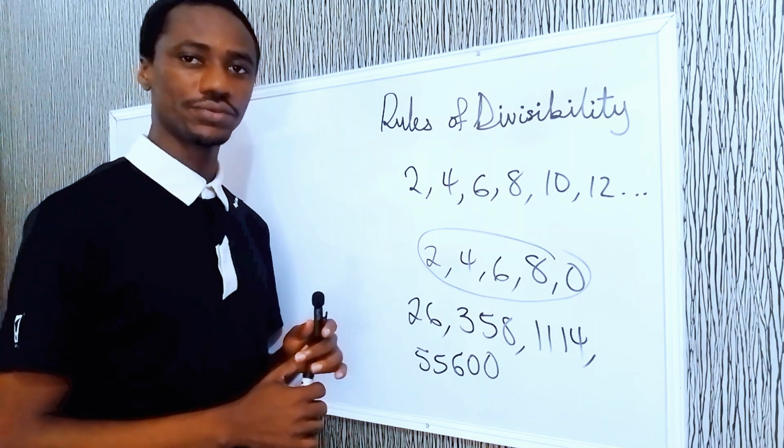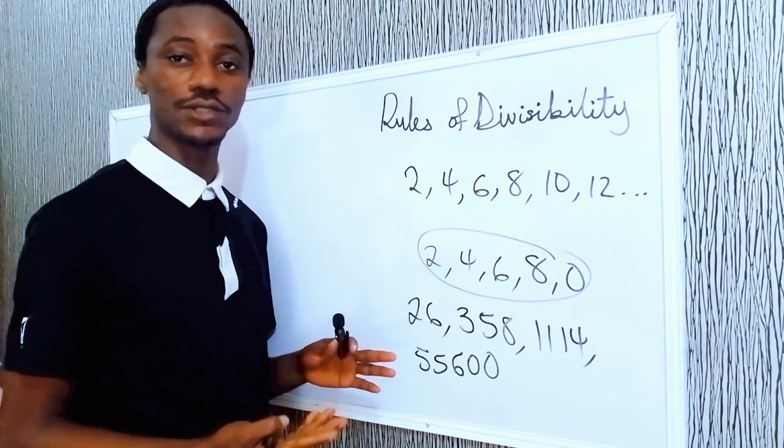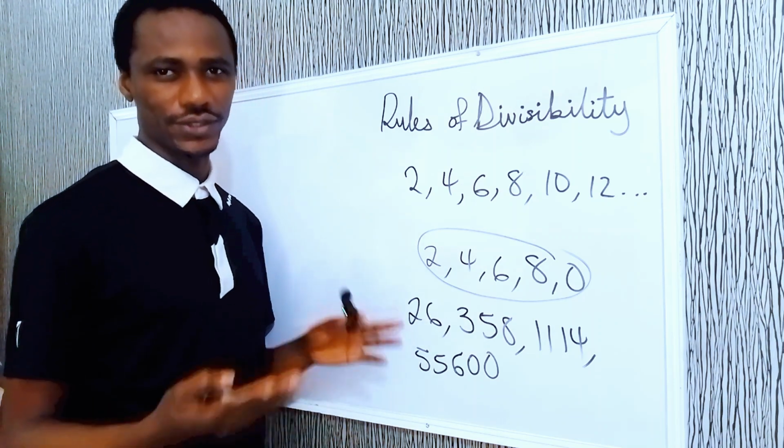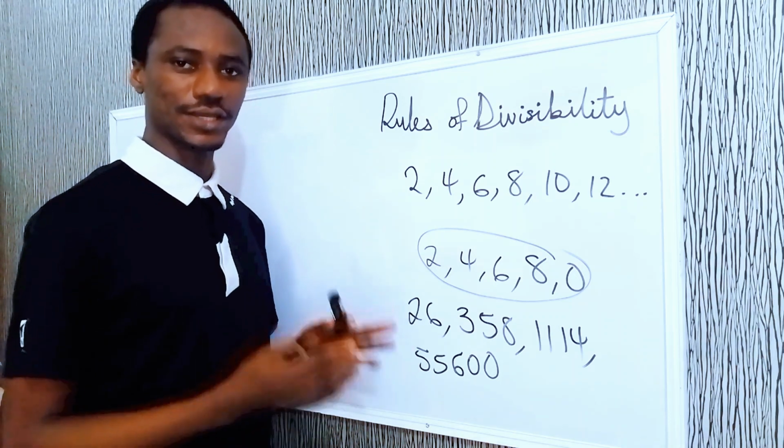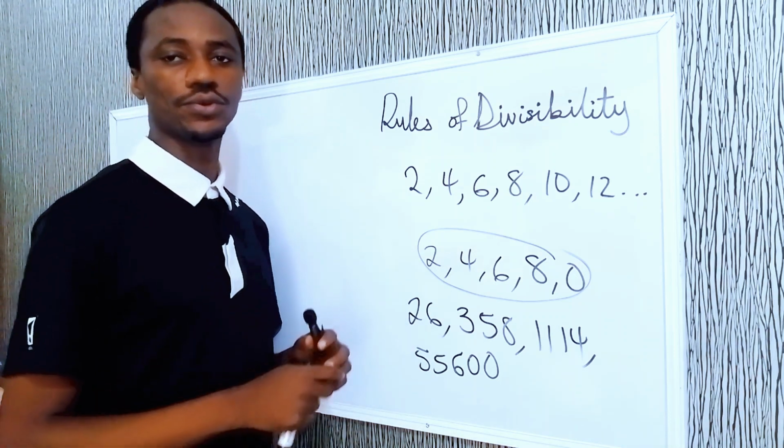Okay, so how do you know again that a number is divisible by 2? You check if the number is even. Once that number is an even number, it is divisible by 2.